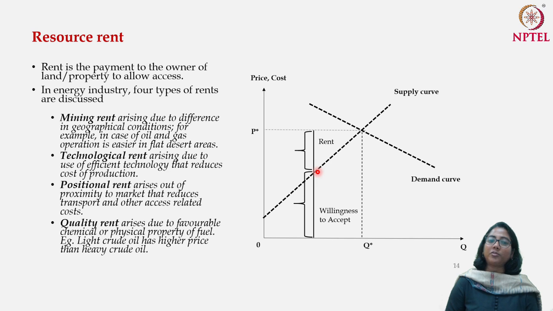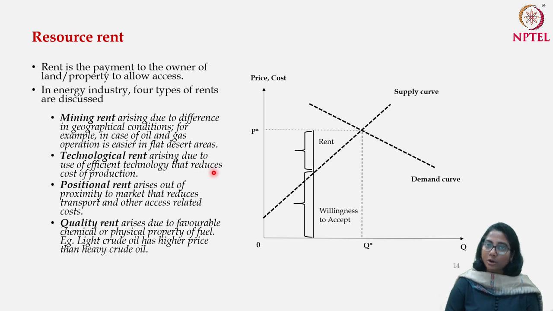This may arise because of different rents. What are these rents? Mining rent. This arises due to difference in the geographical or geological condition. For example, in case of oil and gas, the operation is easier and less expensive in the flat desert area. However, for oil, there is one particular price, right? So there are not differential prices for differential producers. There is one market price. However, if you are operating in a location which is in a flat area, your marginal cost is going to go down and your rent component is going to be higher.